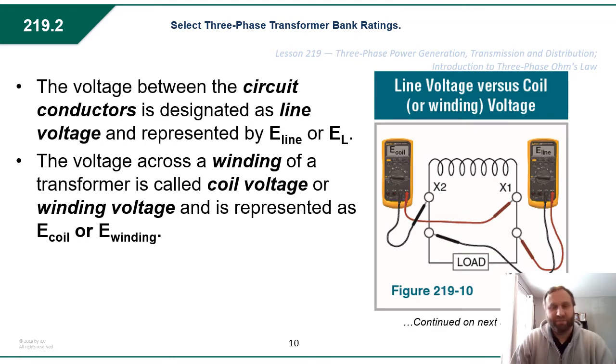Same with voltage. The voltage in the circuit conductors is designated as line voltage and represented by E line or EL. This is again the circuit conductor voltage, not necessarily the winding voltage. And then the voltage across a winding or the coil inside the transformer, whether it's the primary or the secondary, is known as coil voltage or winding voltage. This is represented with an E coil or E winding in the question or in the formula. So again, know the differences between the terminology. They will at times not be the same mathematically.